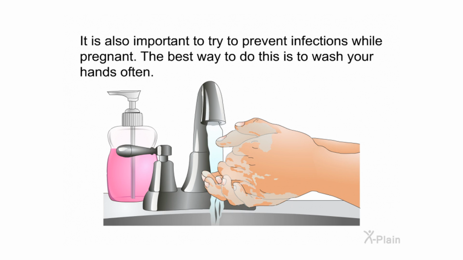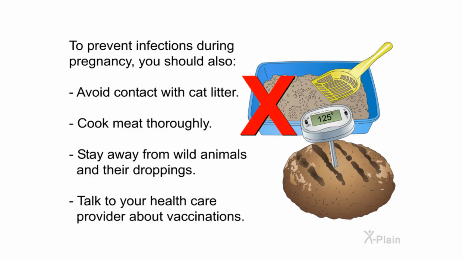It is also important to try to prevent infections while pregnant. The best way to do this is to wash your hands often. To prevent infections during pregnancy, you should also avoid contact with cat litter, cook meat thoroughly, stay away from wild animals and their droppings. Talk to your healthcare provider about vaccinations.